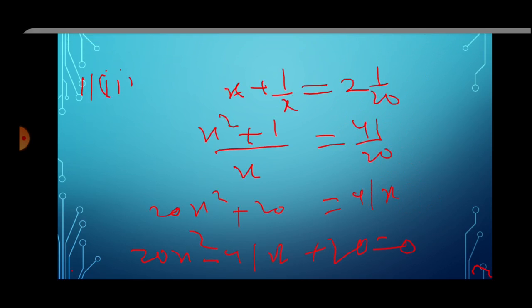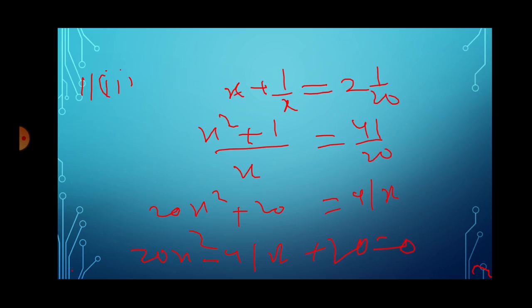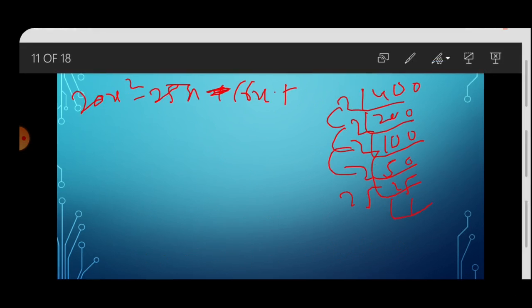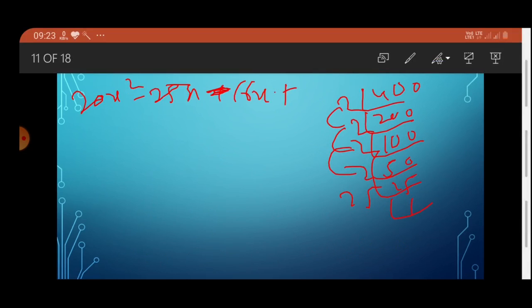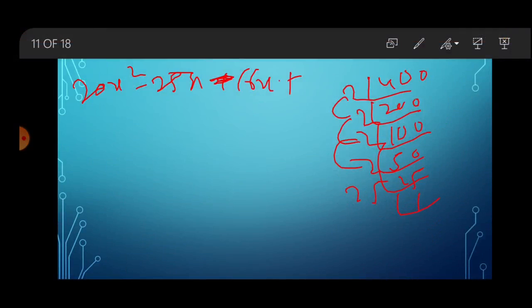So what we have is 20x square, and 41 I will break into 25x minus 16x plus 20, plus 20 is equal to 0. Now taking common from these two terms, we can again obtain the solutions for x.